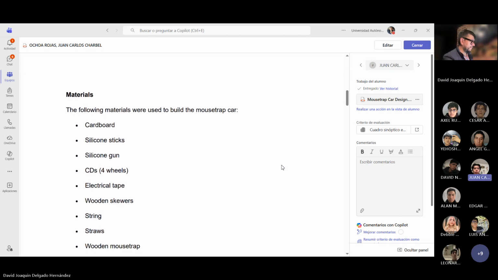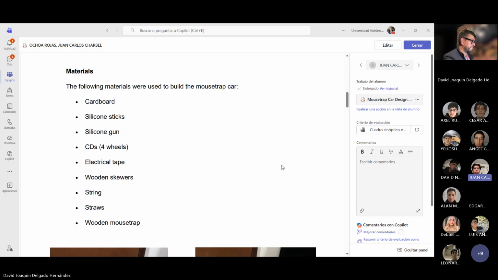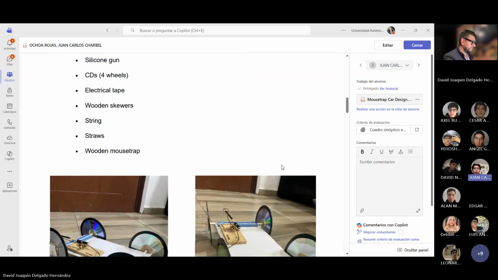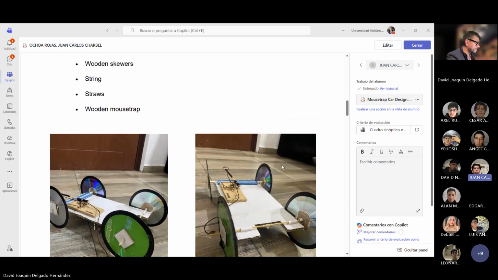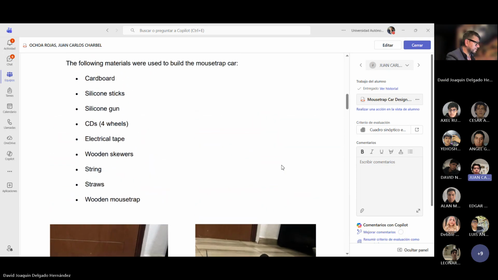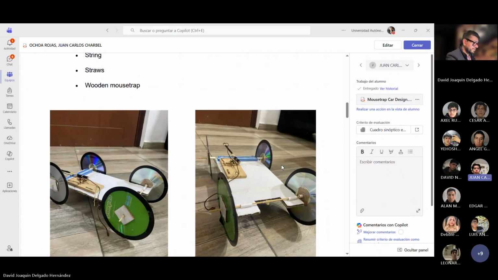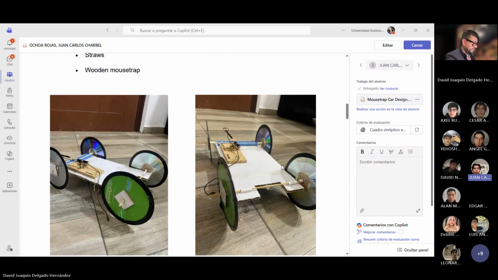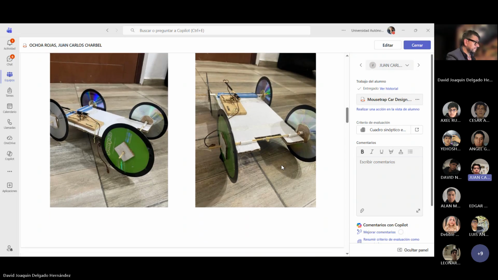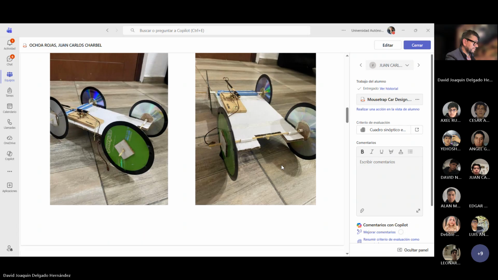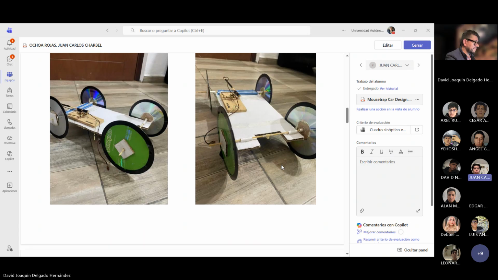Well, it's a car made of different materials, like a mousetrap and four CDs, and a wooden stick. The car's body, the chassis, is made of a piece of cardboard. Board. Okay.